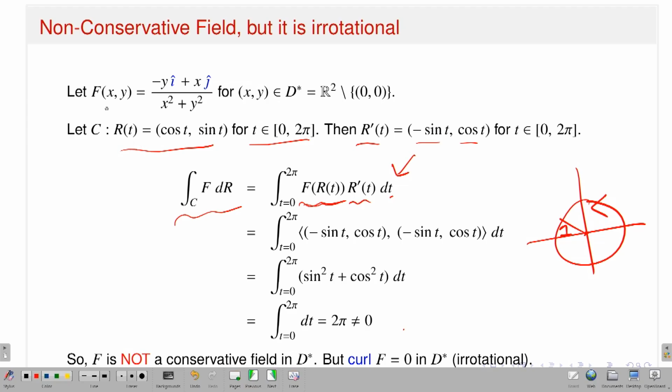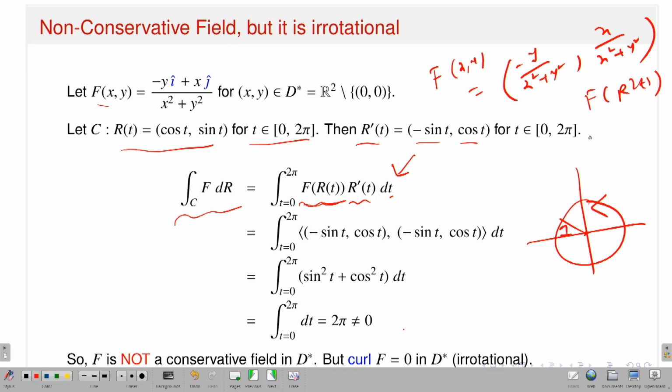What is F of r of t? Capital F is given: F of xy is minus y divided by x square plus y square, and x divided by x square plus y square. If I consider F of r of t, the denominator will give you cos square t plus sin square t, which is 1. So what remains is minus sin t and then cosine t, that is, minus sin t comma cosine t.